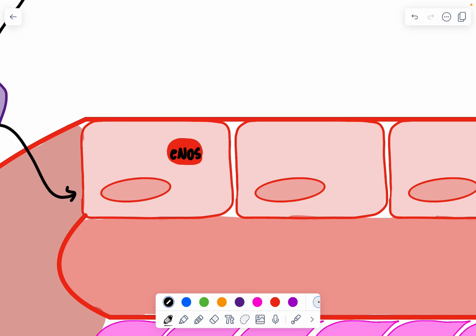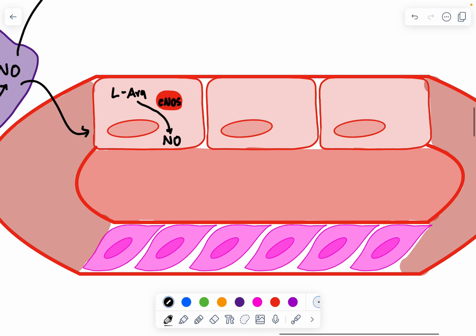Additionally, in endothelial cells, we have endothelial nitric oxide synthase, or eNOS. This also synthesizes nitric oxide from L-arginine in the endothelial cells specifically, and can cause vasodilation. It also can cause smooth muscle cell relaxation, which really contributes to vasodilation.